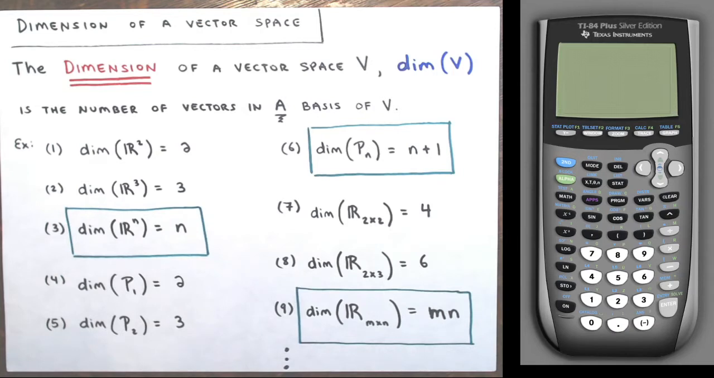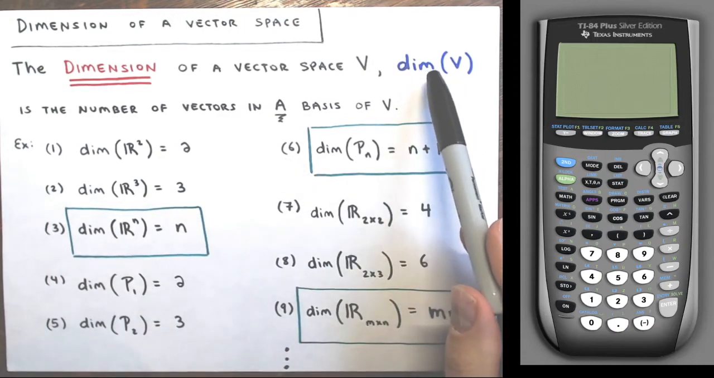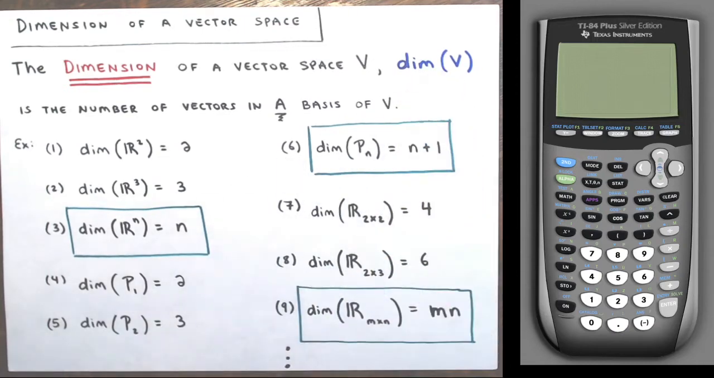But what you're going to notice is that every basis of a vector space is going to have the same number of vectors in it, and that number of vectors is going to be called the dimension, right? The dimension of the vector space. So looking at those previous 9 examples of standard bases, we now know the dimensions of some vector spaces.